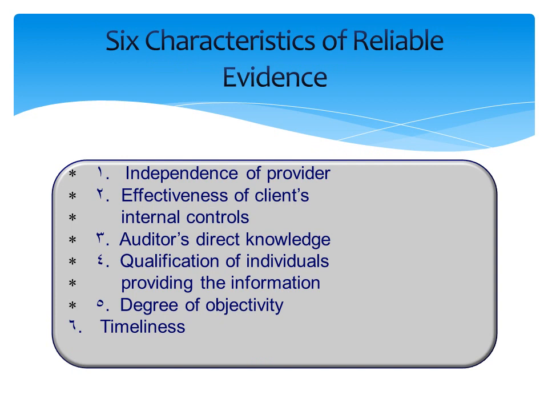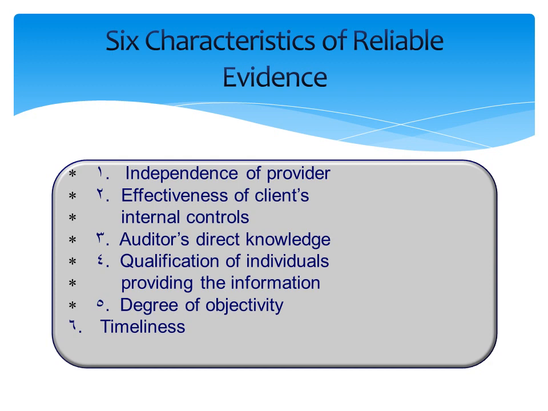So, there are six characteristics of reliable evidence, and the reliability of evidence refers to the degree to which evidence can be believable or worthy of trust. For example, if an auditor counts inventory, that evidence is more reliable than if management gives the auditor its own count amount. And reliability depends on the following six characteristics. Number one, independence of provider. The evidence obtained from a source outside the entity is more reliable than that obtained from within.